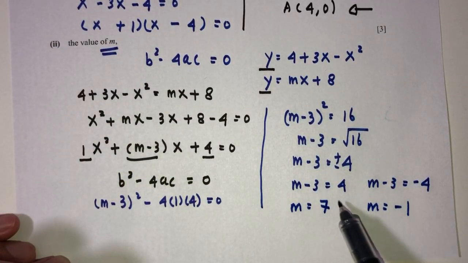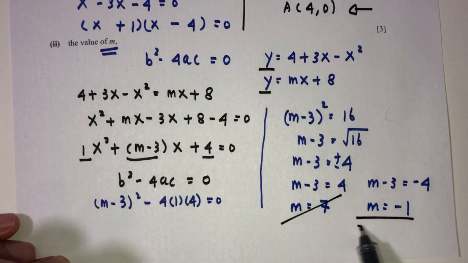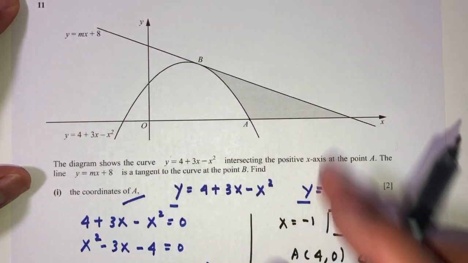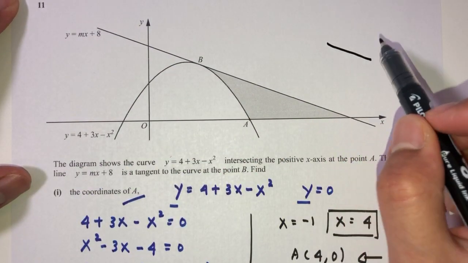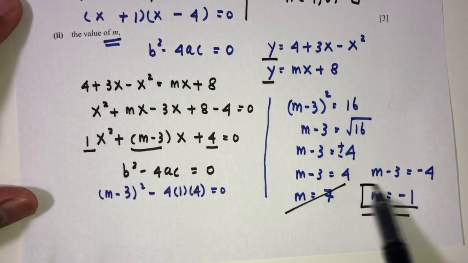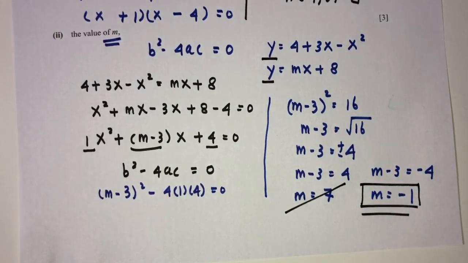So the reason why we don't choose this value, we choose this one, is because, as you can see, the line is going downwards, which means it has a negative gradient. And if you observe this equation, this is the gradient of the line. Because of that, this has to be your answer, m equals minus 1.